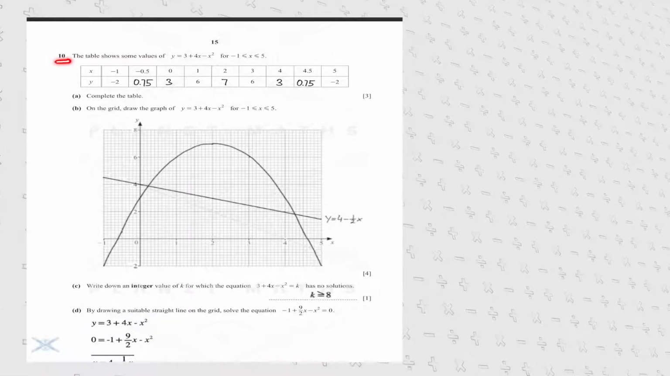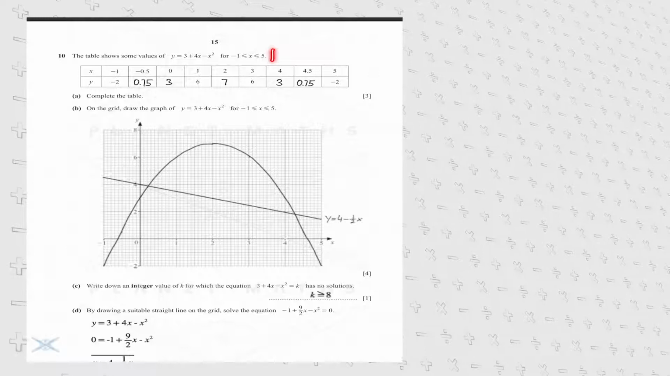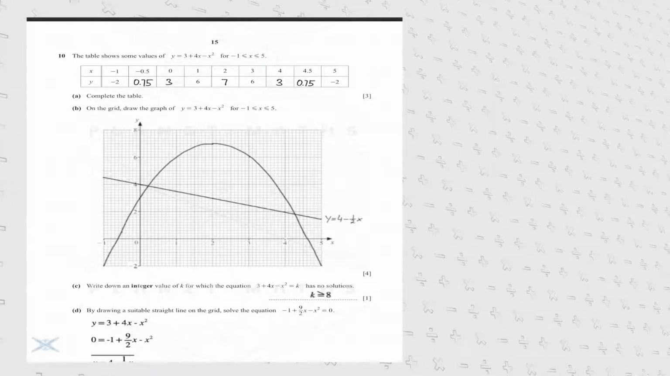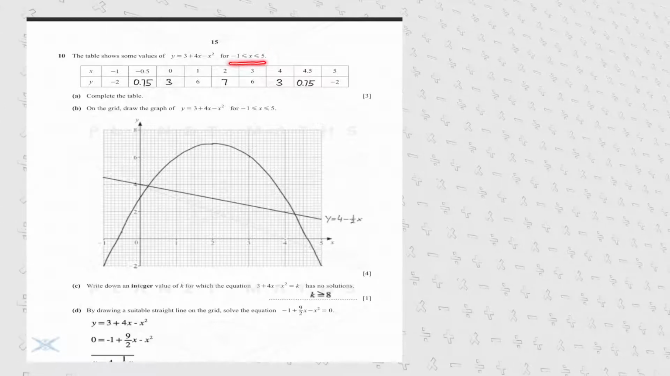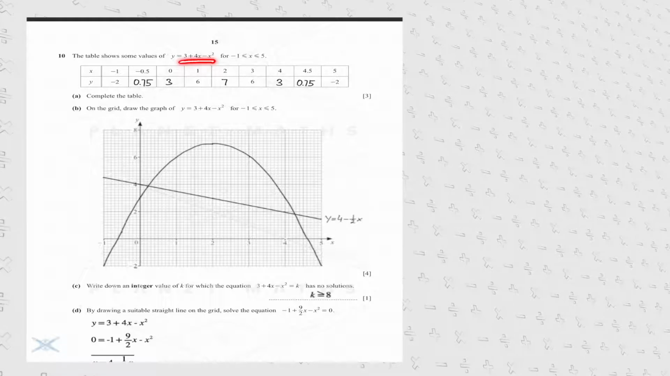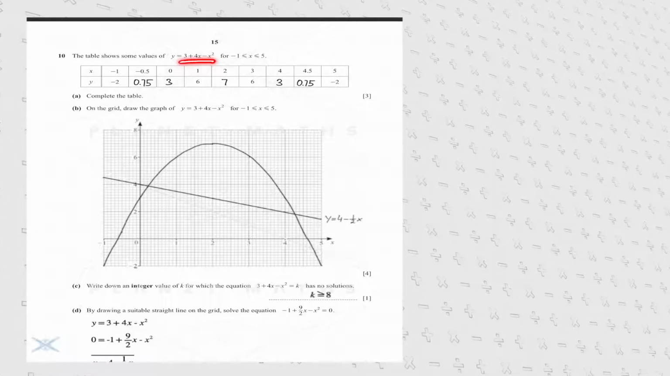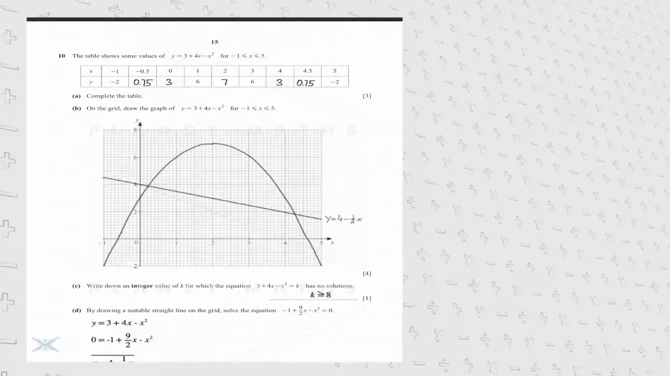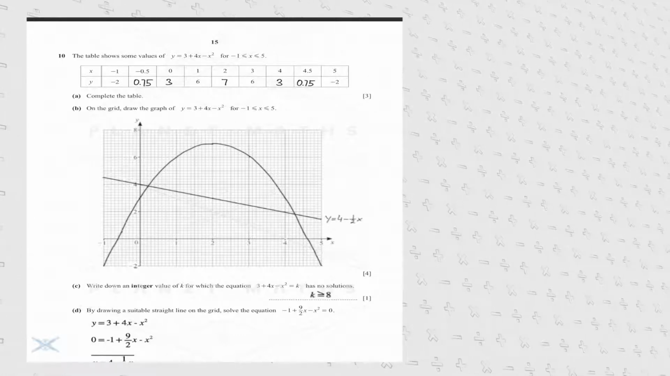Continuing with exercise 10, where it's stated that the table shows some values of y equals 3 plus 4x minus x squared within the interval of -1 and 5 included. What we should identify here is that we are working with a quadratic function, meaning that this function is symmetrical, which we can use to our advantage.